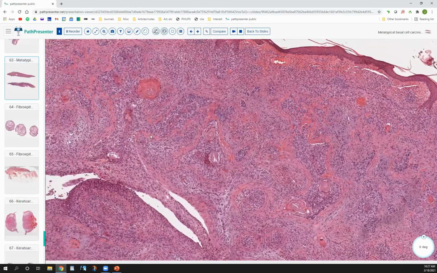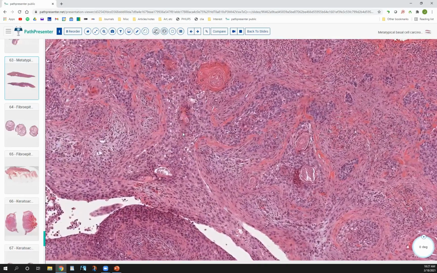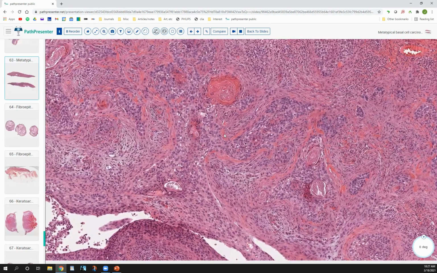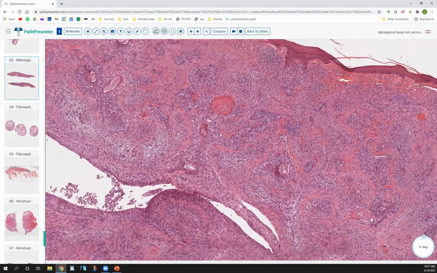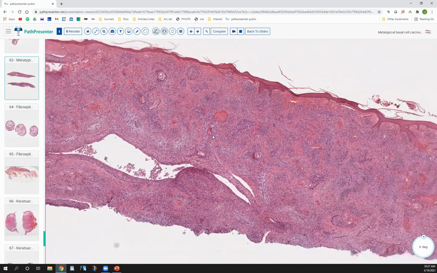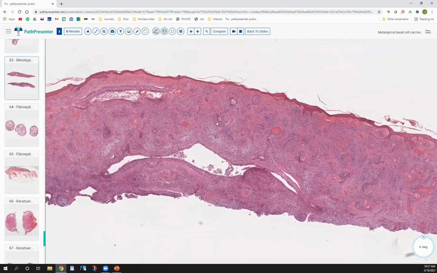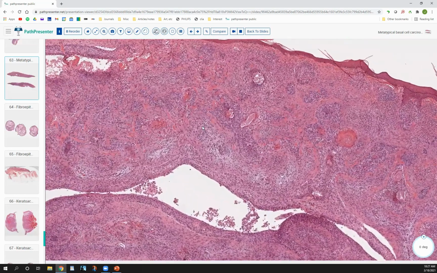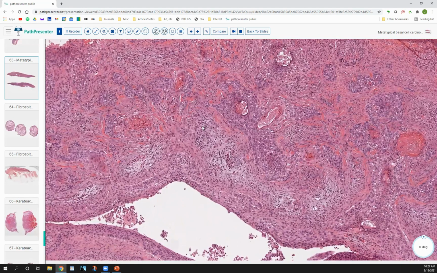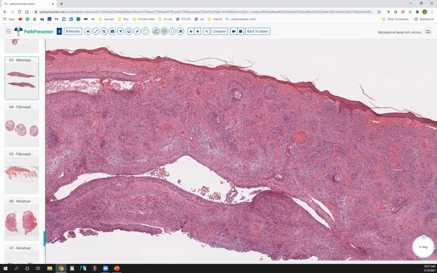So it's important to recognize it, because if you don't have the classic areas of basal cell and you call this squamous cell or undifferentiated carcinoma, and they go back and do Mohs or re-excise, there could be a discrepancy. So it's just important to be aware that this variant exists in case that does happen.